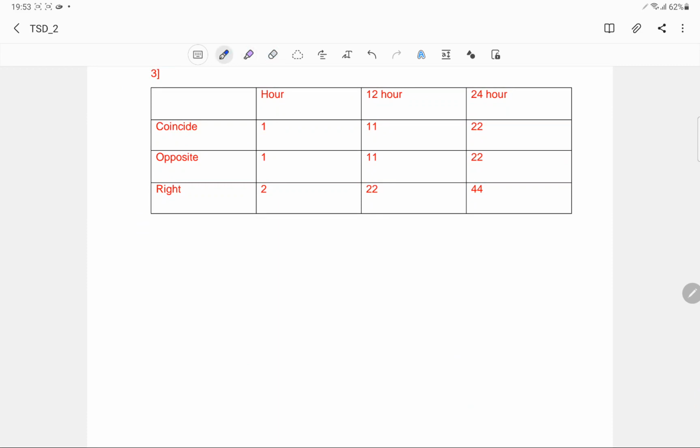So whenever we talk about a clock, what would be the number of times the hour and the minute hand would coincide with one another? The clear answer is that in 1 hour we expect that they'll coincide at least once.